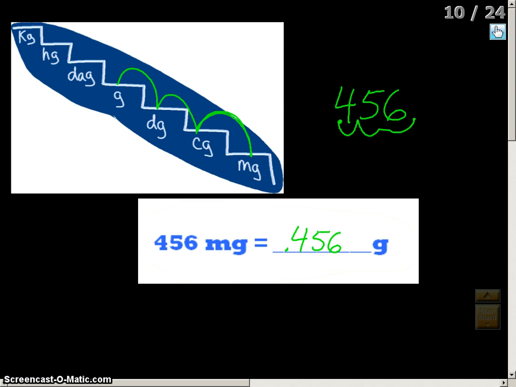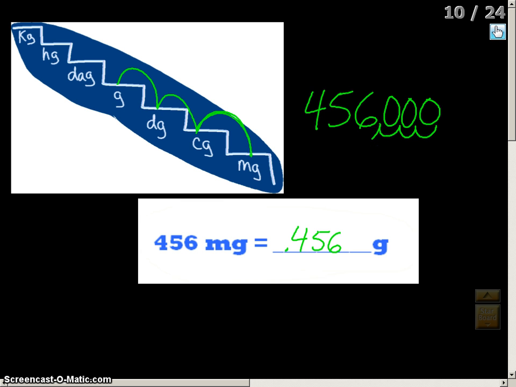Now let's take a look at this problem. Let's say, for example, I don't have any idea whether I go to the left or to the right. So let's say 456. Let's say I think I need to move my decimal to the right. That means I would need to add 1, 2, 3.